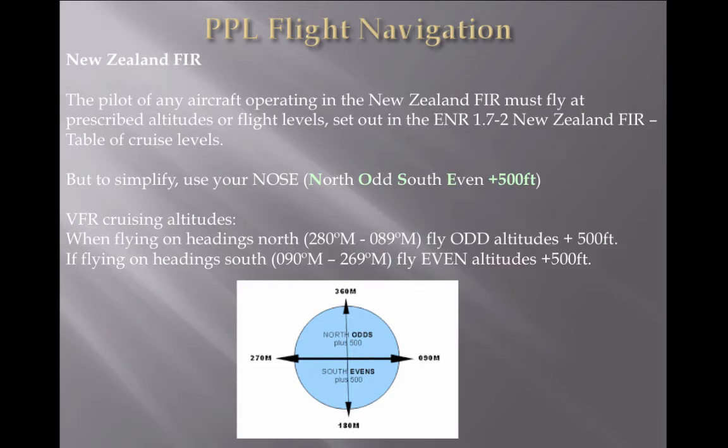So VFR cruising altitudes when flying at a heading north, so 270 to 089, flying odd altitudes plus 500 feet. If flying on a heading south, 090 to 269 magnetic, flying even altitudes plus 500 feet. So if you're heading north, choose an odd altitude plus 500 feet. If you're heading south, evens plus 500.